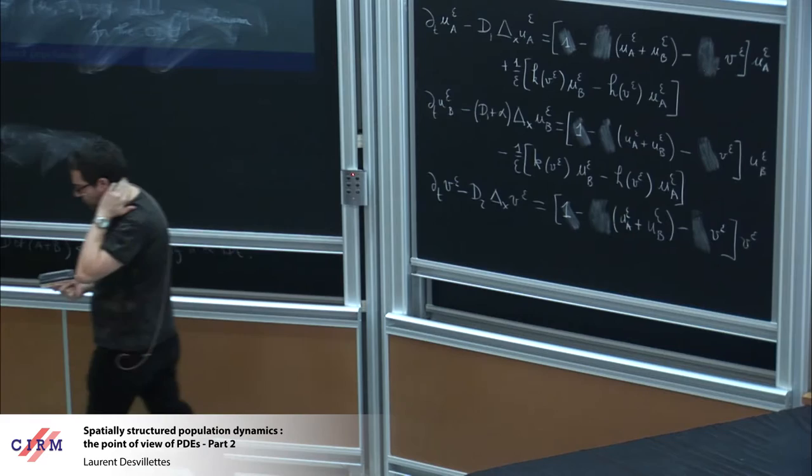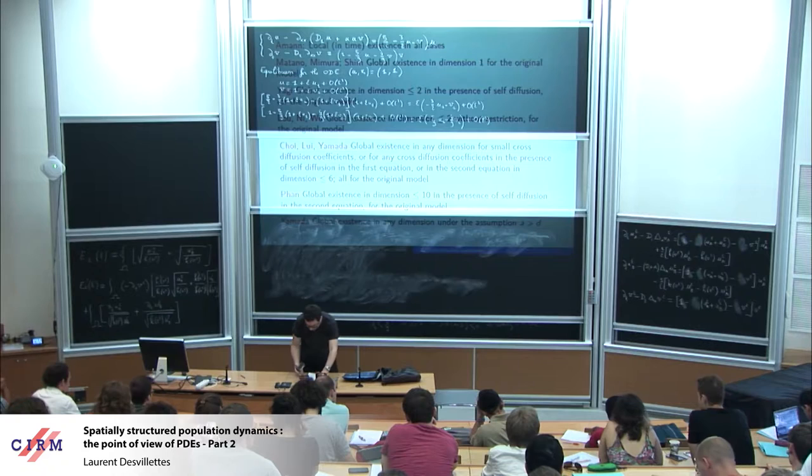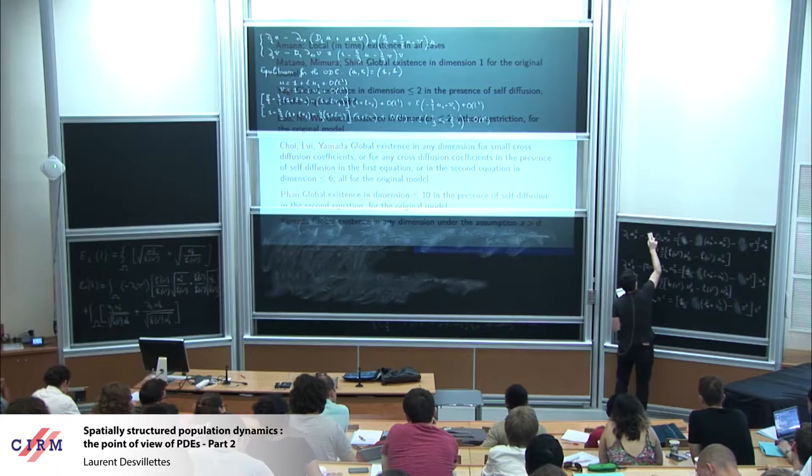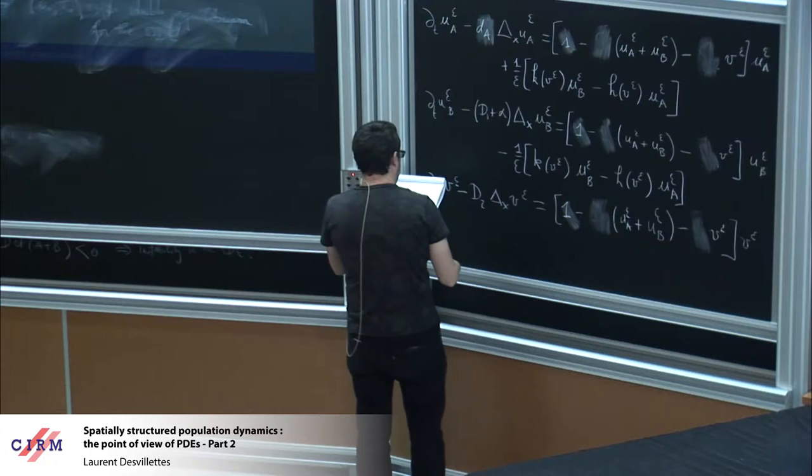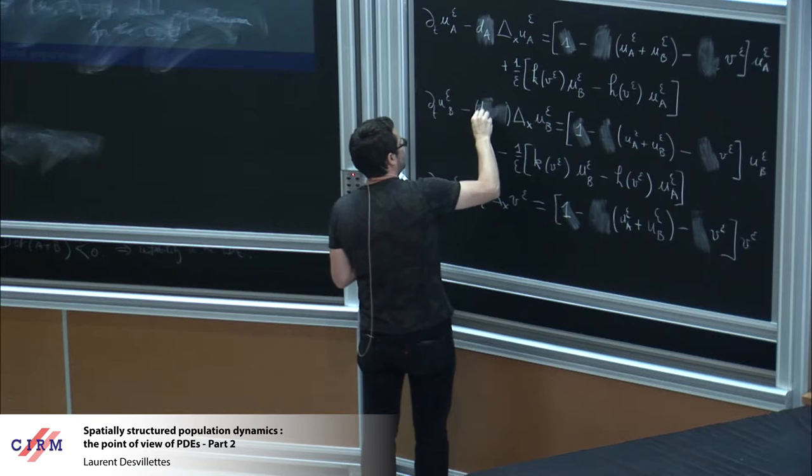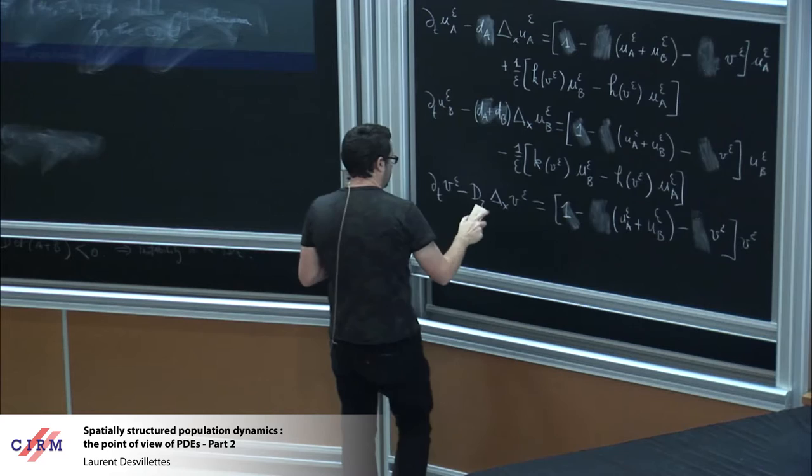Let me check. I will maybe use slightly different notations for the diffusion rates. So this one I will call dA. This one I will call dA plus dB, like this. And this one I will call dV.